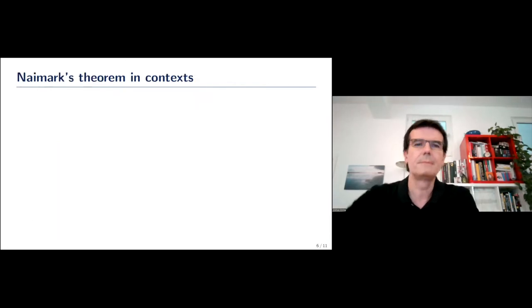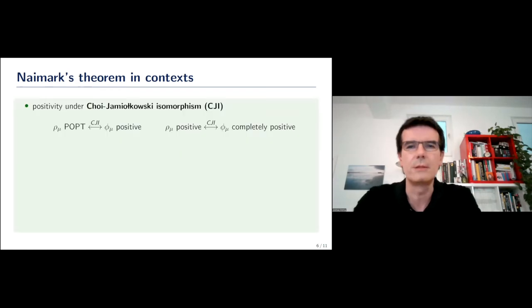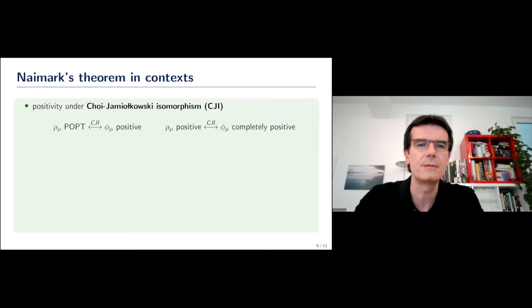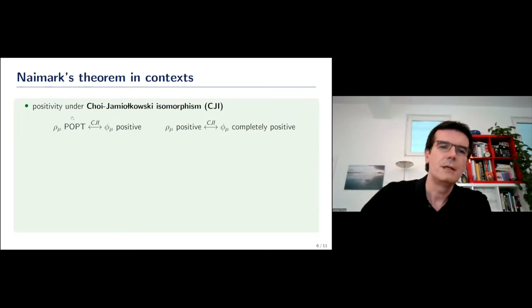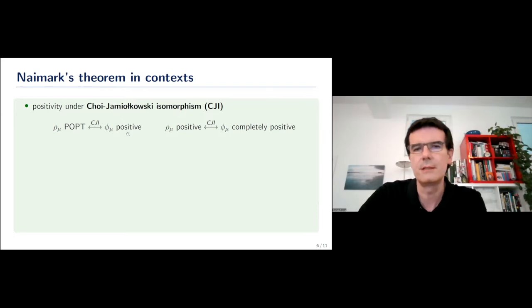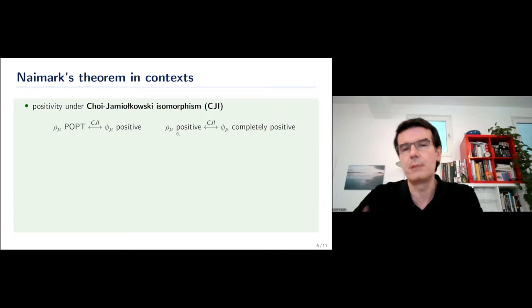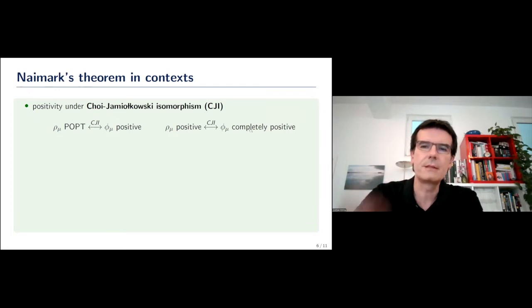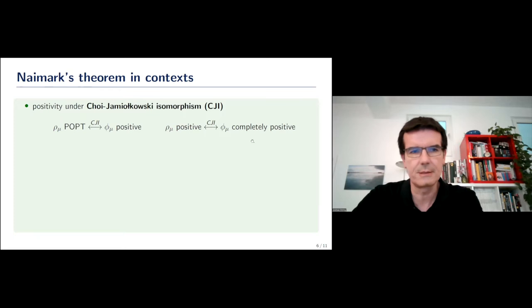Okay. Now comes an interesting move. So you all know Choi-Jamiołkowski, and the key observation here is if you go from a pure PT state by Choi-Jamiołkowski, you get a channel that is positive. But if you start from a positive pure PT state, which is a proper quantum state, then by Choi-Jamiołkowski, you get a completely positive channel. So our task will be to characterize these completely positive channels.